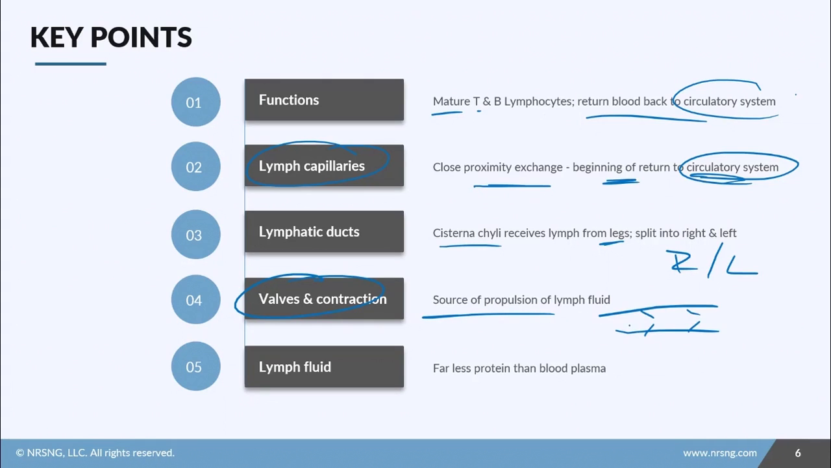Remember, you've got the lymph vessels, those valves are going to keep the fluid moving that way and not that way. Plus, you've got the external pressure from the skeletal muscle. That's going to keep the fluid propelling forward as well. The lymph fluid, that's going to be your transport fluid for this system itself. It's got far less protein than blood plasma, but it's really important to the immune system.